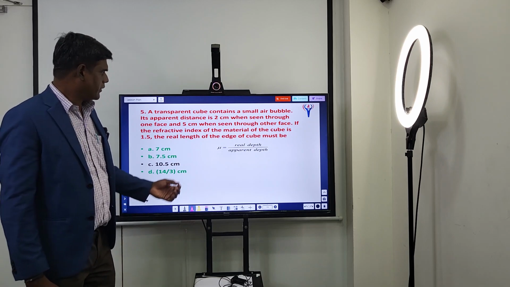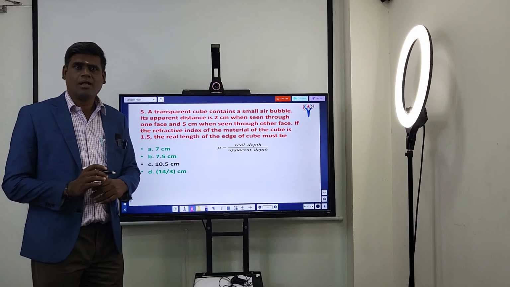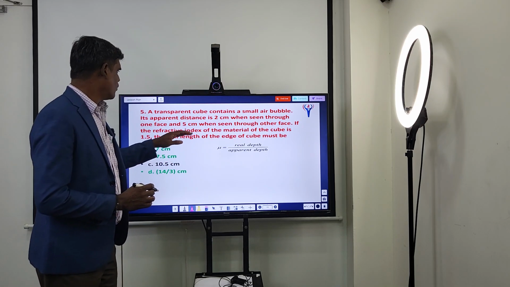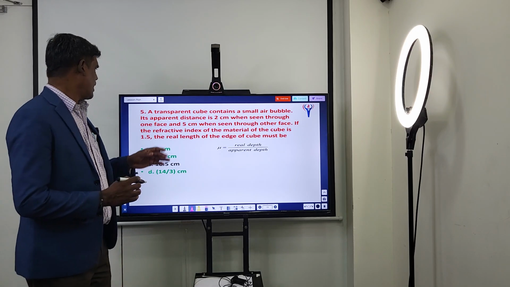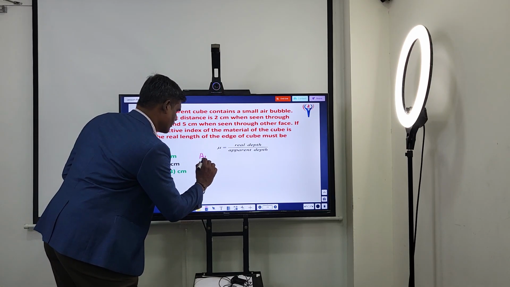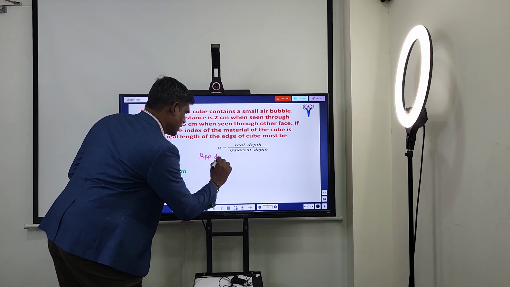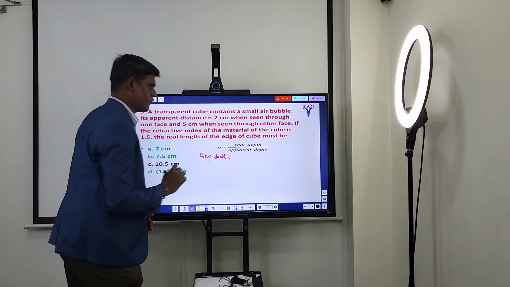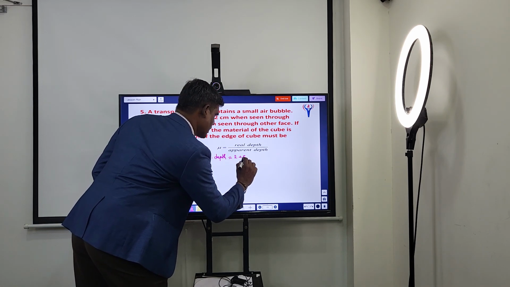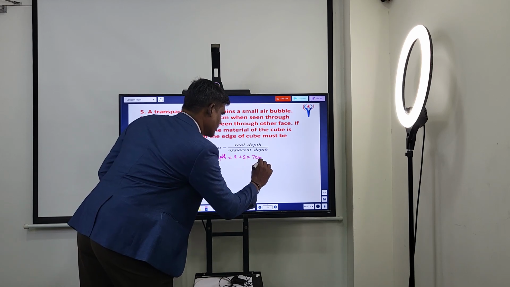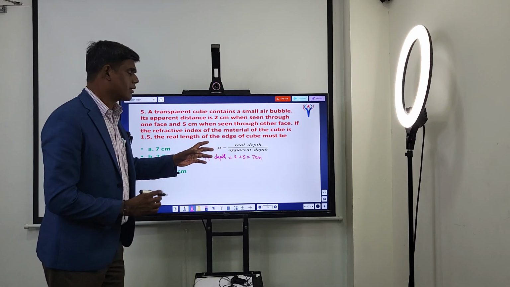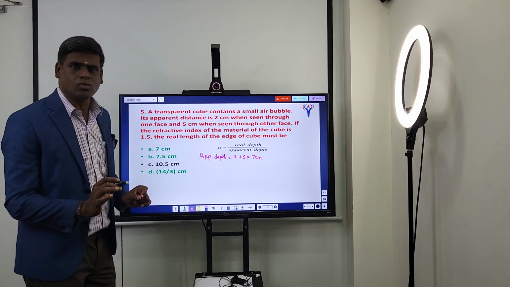Okay, what is the formula? Refractive index is the ratio between the real depth and the apparent depth. The apparent depth seen from one face is 2 centimeter and from the other face is 5 centimeter. Then the net apparent depth equals 2 centimeter plus 5 centimeter, that is 7 centimeter. Then mu equals real depth by apparent depth, and we want to find the real depth. Real depth equals mu into apparent depth.